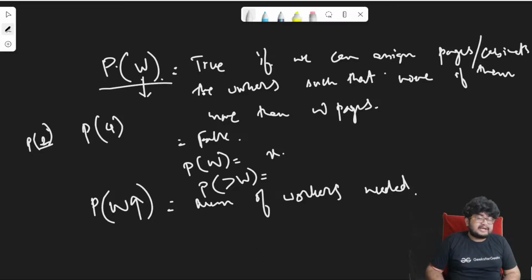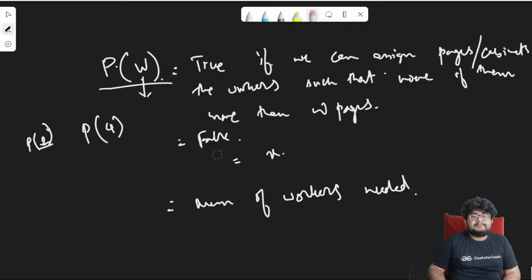P of W is what again? It is if we can assign pages. Sorry, not P of W. Sorry, my bad. If W increases, why am I writing P of? P of W is true false only. If the number of workers needed for W is X, then what happens when W increases? When W increases, what happens to the number of workers?